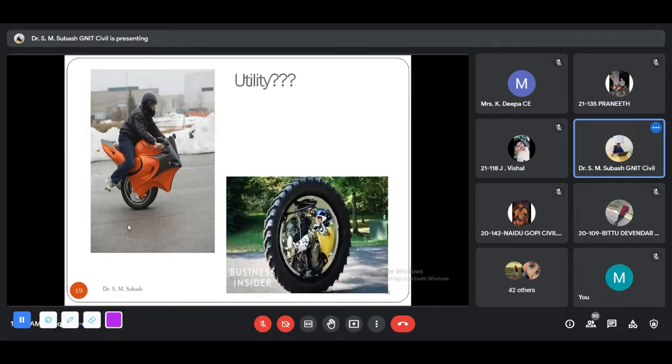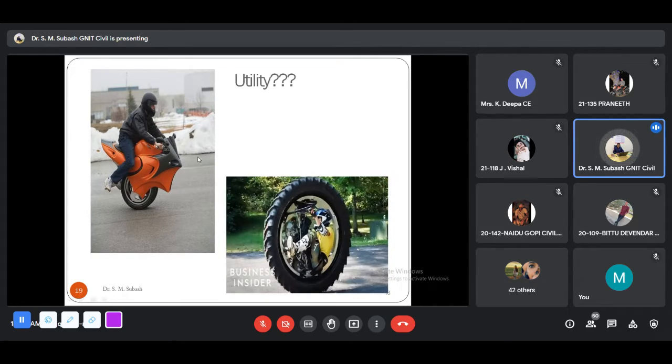So a bike, whether we can travel like this, it is not a utility. With a single wheel, if you travel like this, it won't be stable. It won't be safe. It is not utility. In the second picture, you can see someone sitting inside and riding. It is not a utility one. If you develop a product like this, it will be a failure for you.